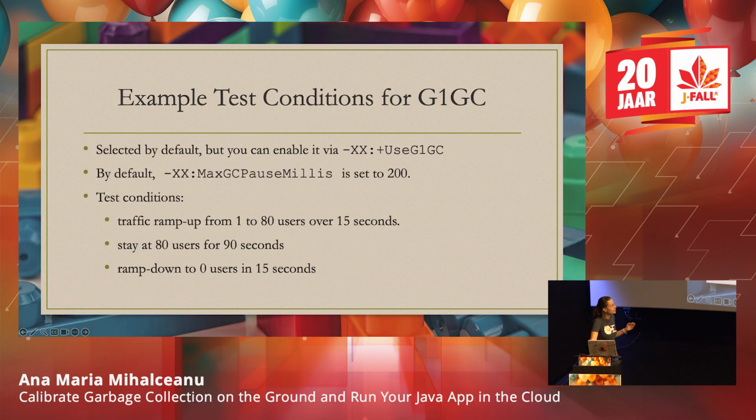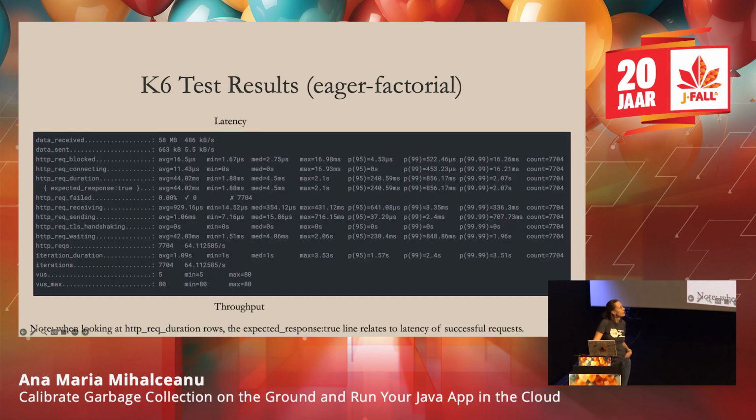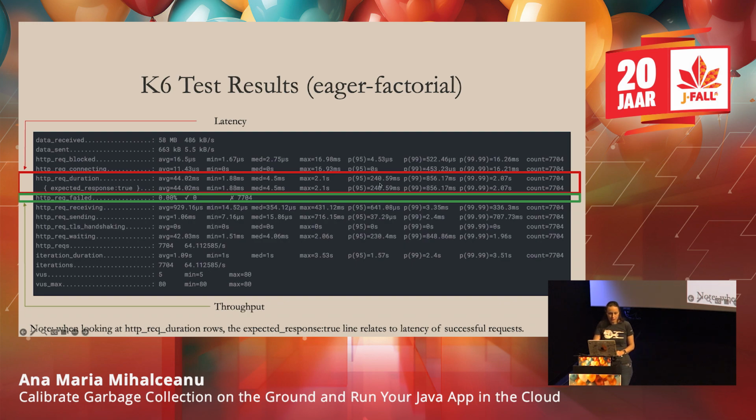So I tested this with the examples that I showed you earlier in the tests, but I reiterated them in the slides so that you would know. If you want to enable it, that's the flag for it. And by default, the max GC pause millis is set to 200 milliseconds. So that's a default value, unlike the serial one that doesn't have a default value. These were the test conditions, and well, I got some results.